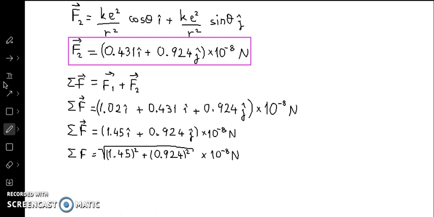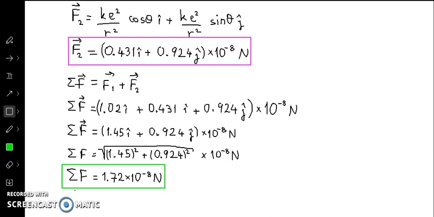You can see that I left out the overall power of 10 to the negative 8 and the unit Newton. These are common factors, so they'll be squared and then they'll come out of the square root anyway. So we can leave those outside. When we do this calculation, we get 1.72 times 10 to negative 8 newtons for the magnitude of the net force. Now let's find the direction angle.